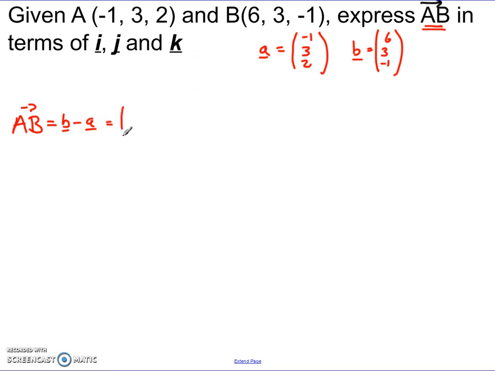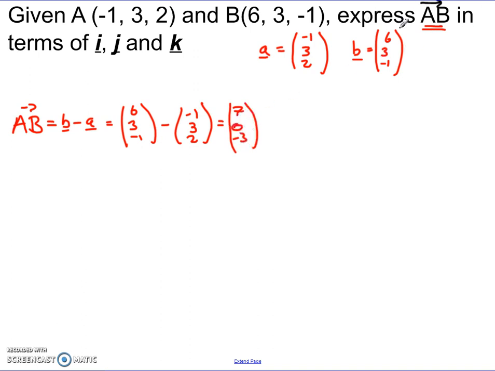So b minus a gives me 6, 3, -1, take away the -1, 3, 2. So 6 take away -1 gives me 7, 3 minus 3 gives me 0, and then -1 take away 2 gives me -3. So my vector AB is 7, 0, -3.